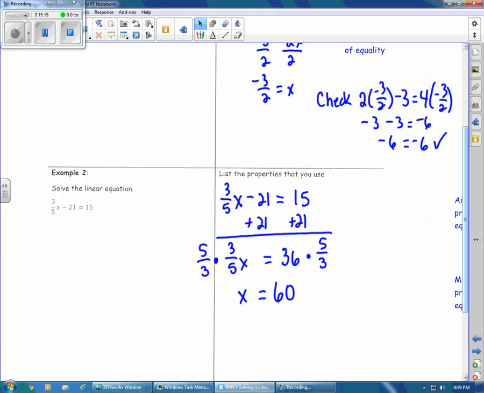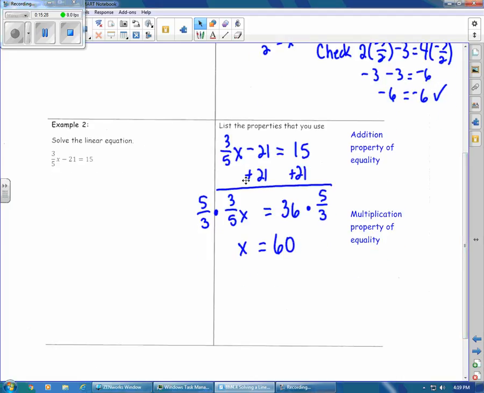So I've used my addition property of equality and I used the multiplication property of equality. What that means is whatever I did to one side of the equation, I had to do to the other side of the equation. Same thing here. I multiplied by 5/3. I've got to multiply by 5/3. Get x equals 60. Let me check my work, make sure that it's right.